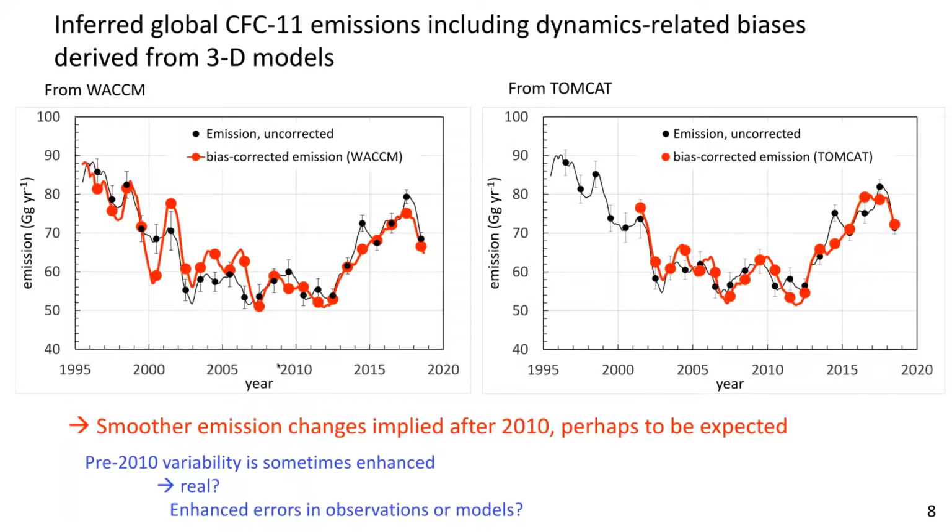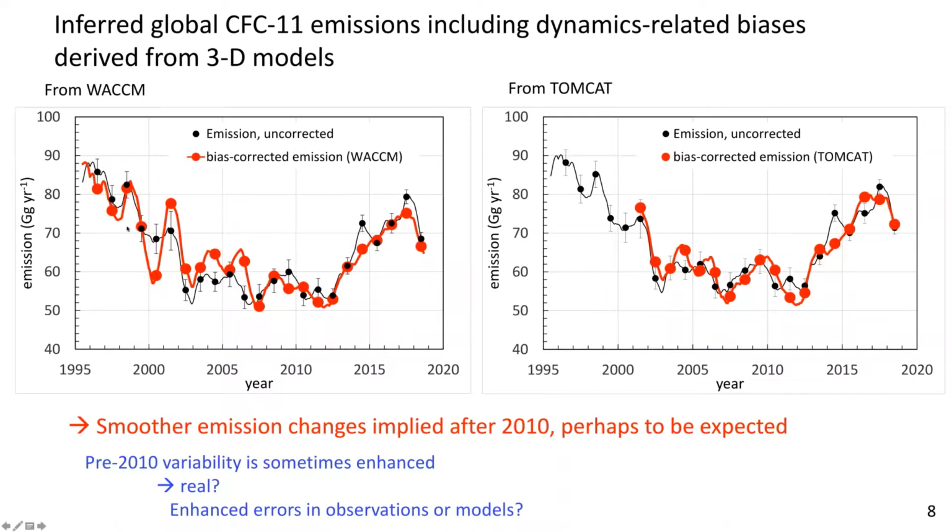So we then apply those biases to the uncorrected version of the history of emissions over time. That uncorrected emission history is indicated in black, and the corrected emissions due to those dynamical variations is indicated in red. And you can see that after 2010 or so, the emission changes derived with these dynamical corrections included are smoother. This peak in 2014 goes away, presumably because of dynamics, and the peak in 2017 is reduced somewhat. And this is in the WACCM model. Similar corrections are applied by the TOMCAT model.